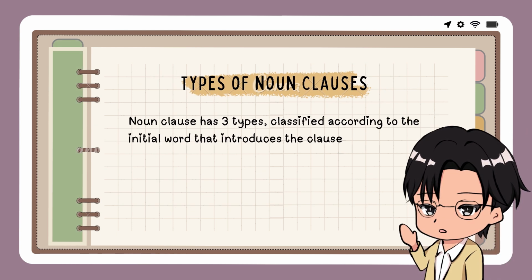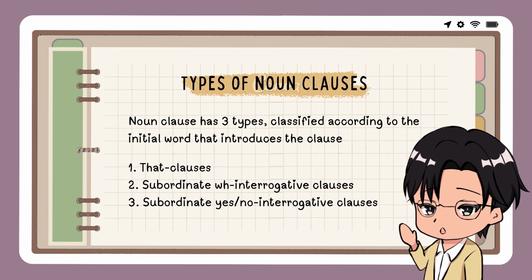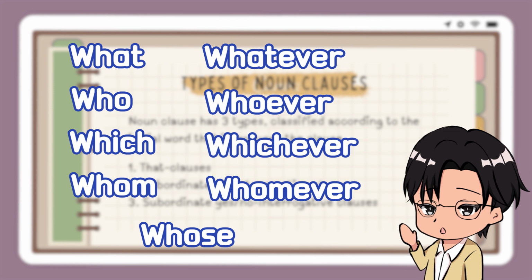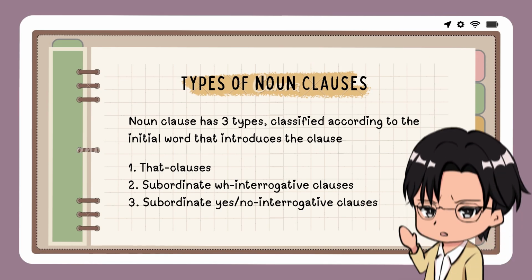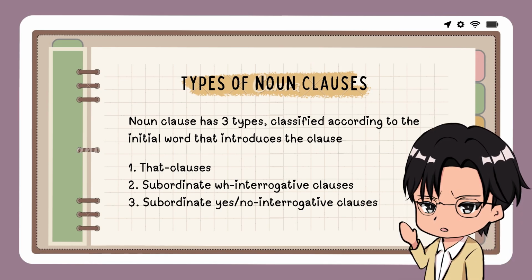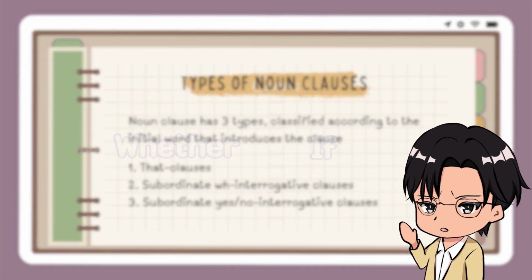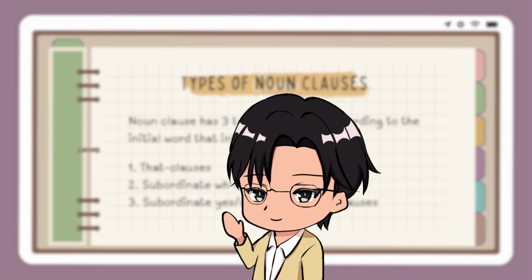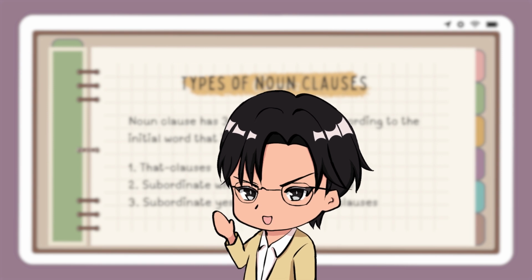Types of noun clauses. Noun clause has 3 types, classified according to the initial word that introduced the clause. The first one is that clauses. The second one is subordinate WH interrogative clauses, which contain what, whatever, who, whoever, which, whichever, whom, whomever, and whose. The third one is subordinate yes-no interrogative clauses, which contain only whether or if. Alright, let's start our lessons from now on.